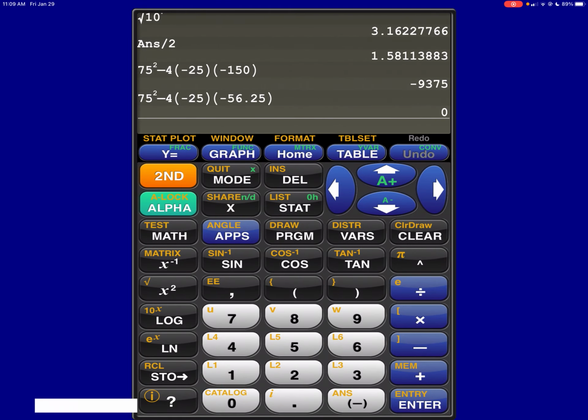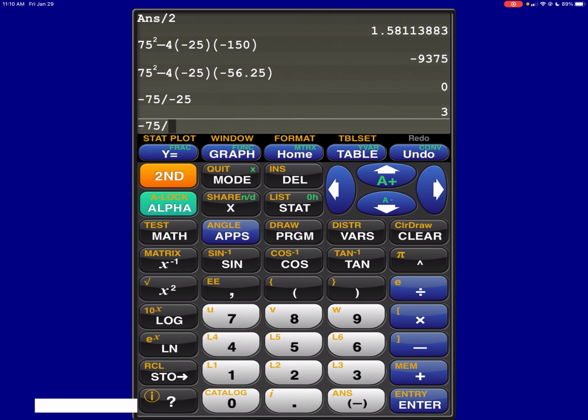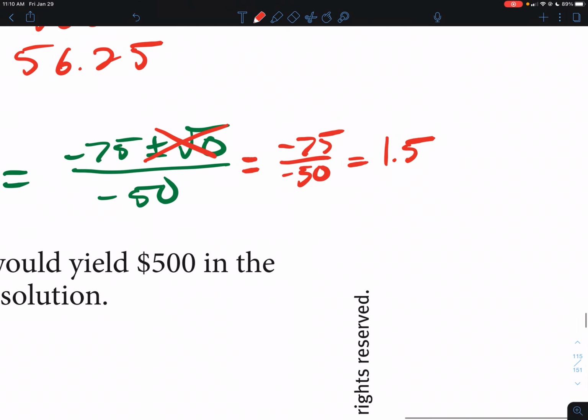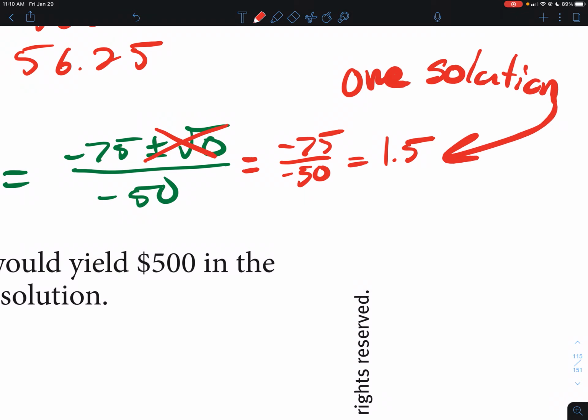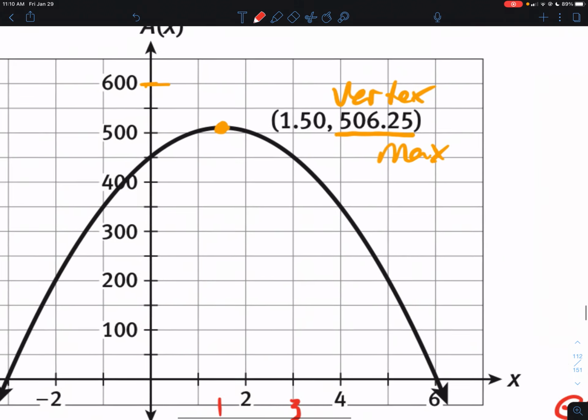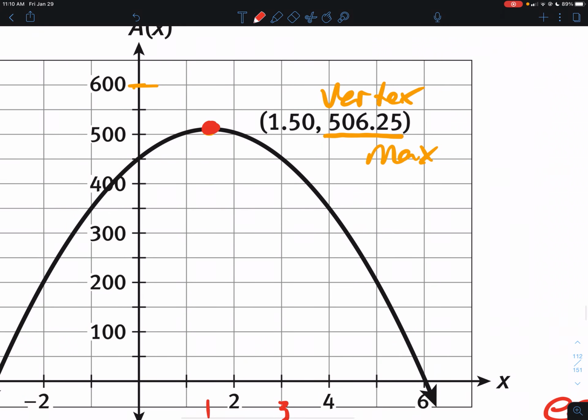Negative 75 divided by negative 50, sorry, it was negative 50, is 1.5. Okay, so we have one solution here. The only point on our graph that has one solution, I'm going to go back, is our vertex. There's only one point that has 506.25 as a solution. We talked about the y-intercept. There are 2 points that have 450.